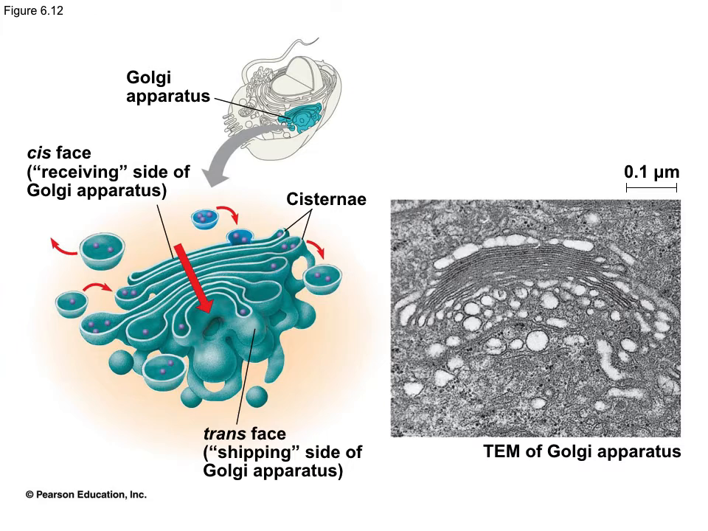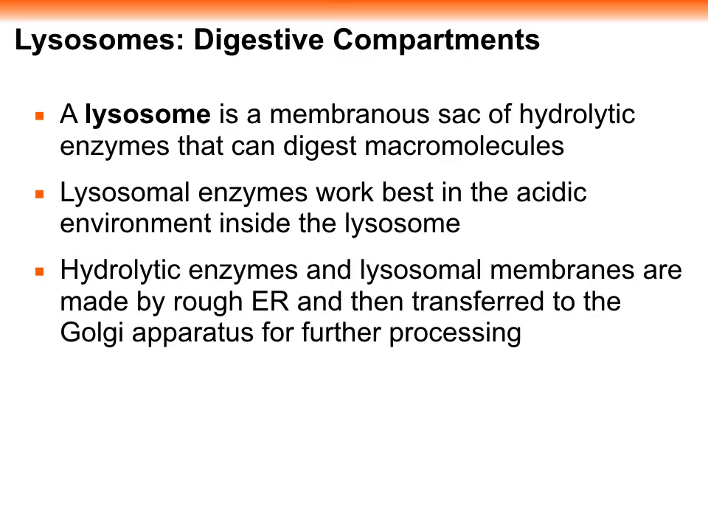Once the packages have left the Golgi apparatus, then the contents can leave and fuse with the plasma membrane, and if the stuff needs to leave the cell, that can be the end of it. But you also have some other types of packages. A lysosome is a membranous sac of hydrolytic enzymes that can digest macromolecules. A lysosome is basically one of those little packages, except they contain these enzymes, and enzymes can digest certain proteins or nucleic acids or carbs or lipids as needed.